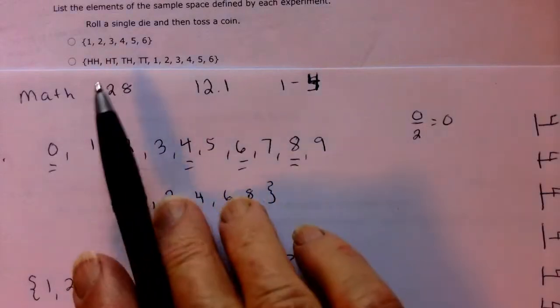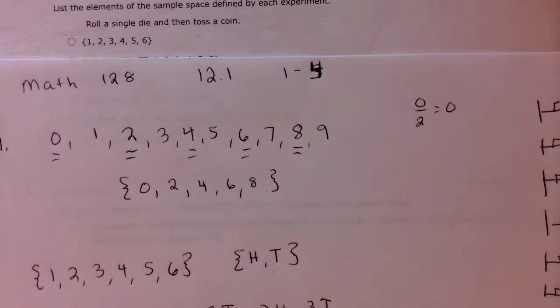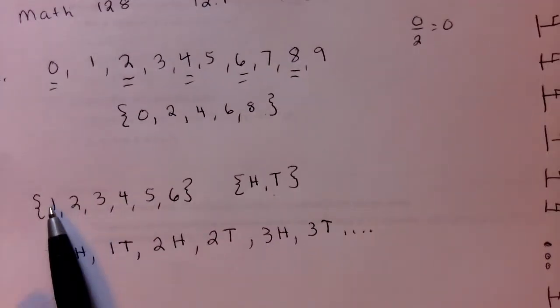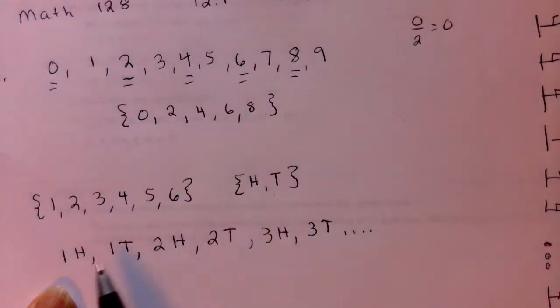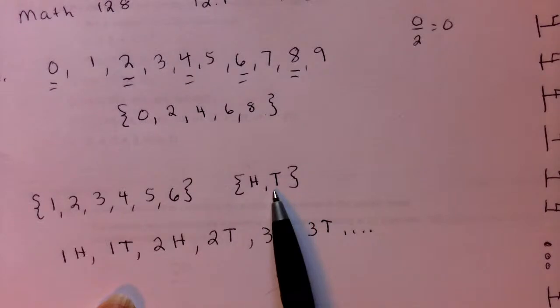All right, let's go on to number 2. Number 2, they're talking about rolling a single die and then tossing a coin. So if I roll a single die, my sample space is 1, 2, 3, 4, 5, 6, and then flip a coin, that would be a heads and a tail. So if I rolled a 1 and then flipped the coin and got a heads, I would have 1 H in the sample space. If I rolled a 1 and then flipped a coin and got a tail, I would have a 1 T in the sample space.